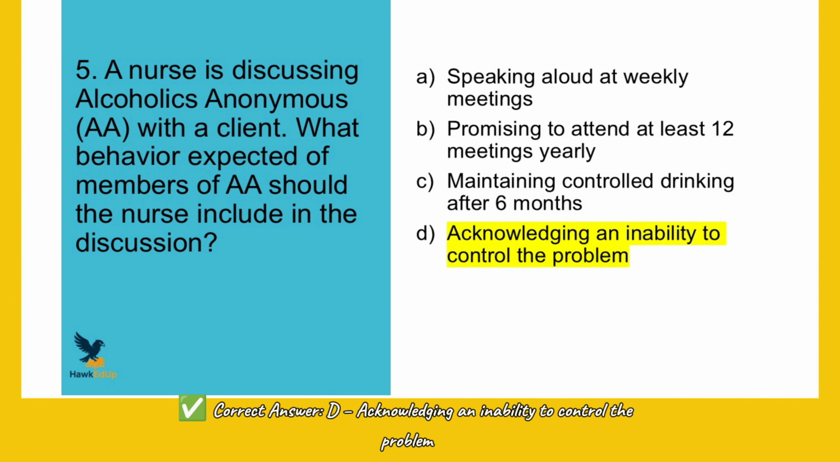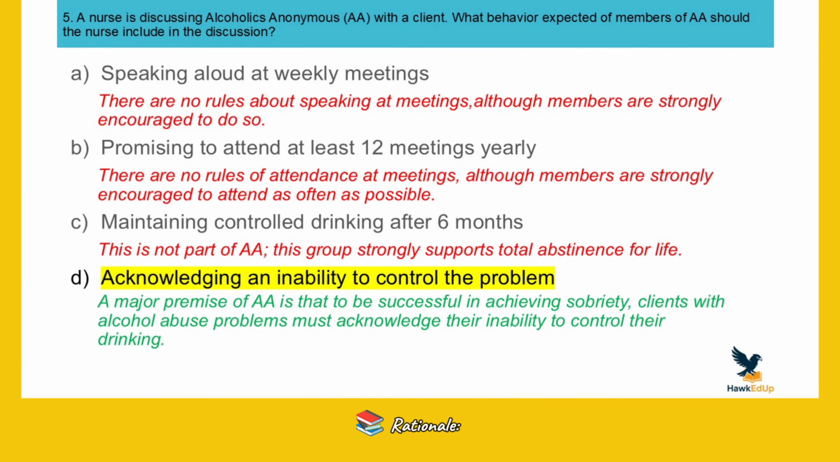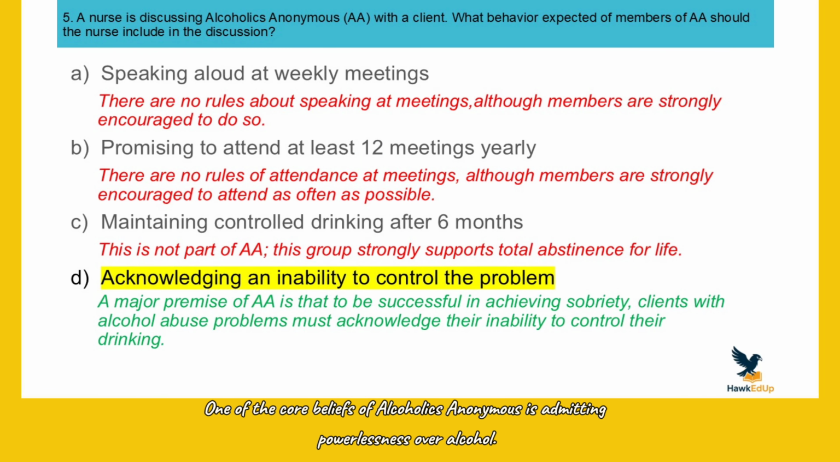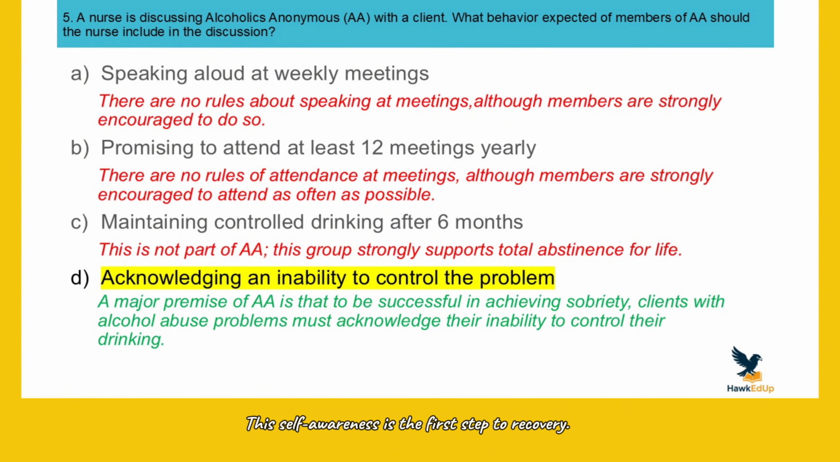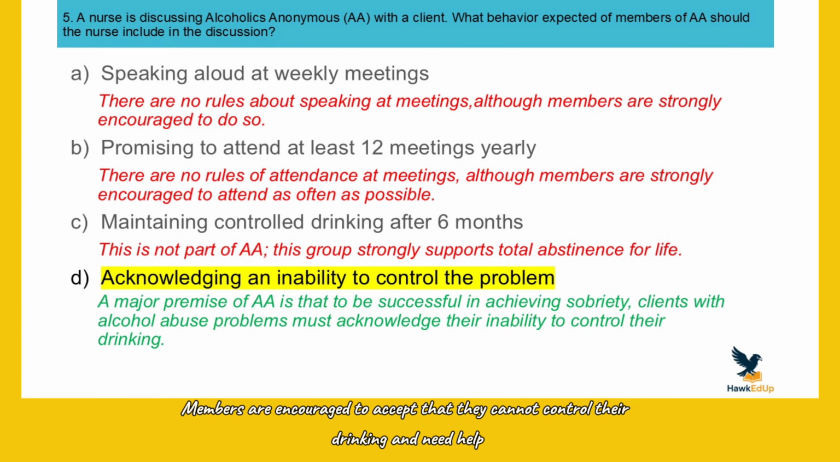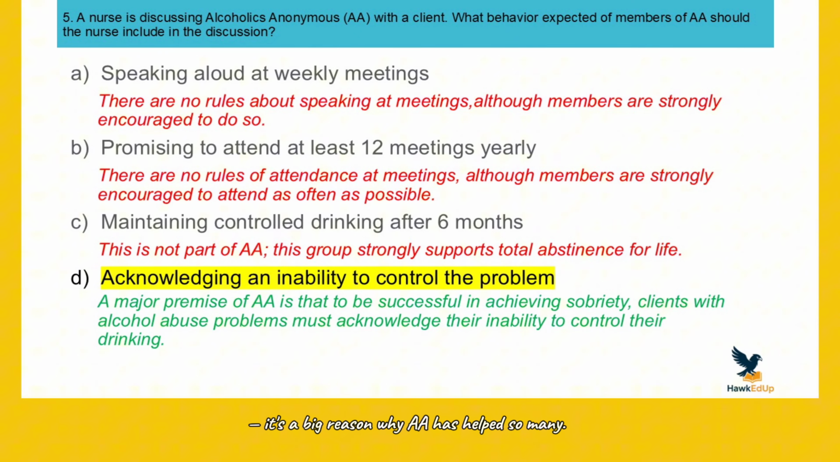Correct answer. D. Acknowledging an inability to control the problem. Rationale. One of the core beliefs of Alcoholics Anonymous is admitting powerlessness over alcohol. This self-awareness is the first step to recovery. Members are encouraged to accept that they cannot control their drinking and need help. It's a big reason why AA has helped so many.